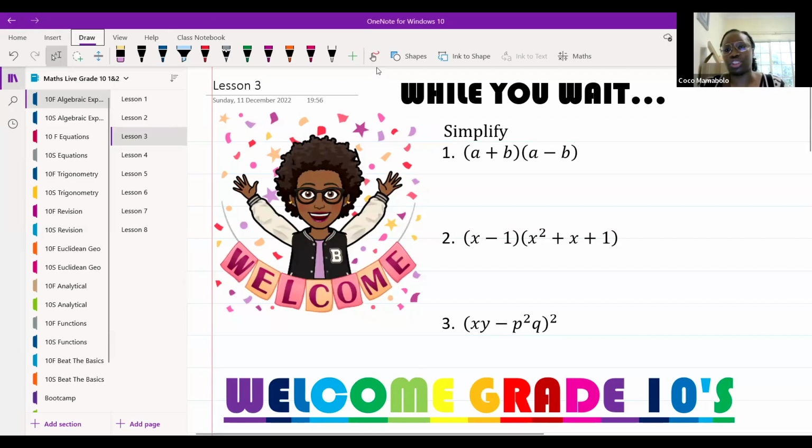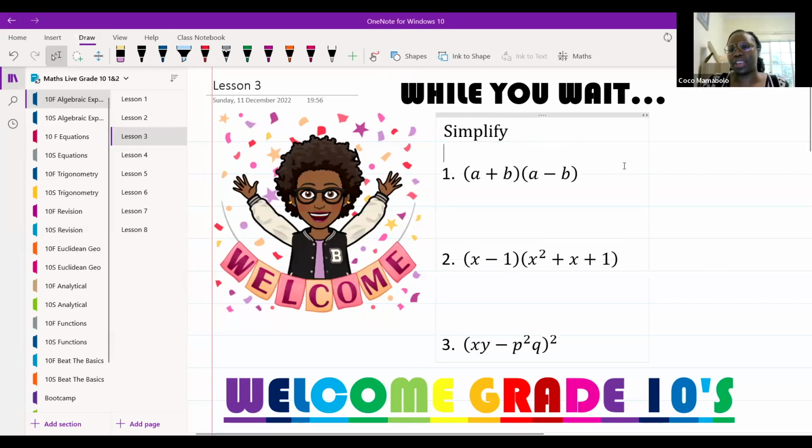Start with the very first question on the screen today. We were doing simplification in last week's lesson, so we're just going to go through these answers very quickly.